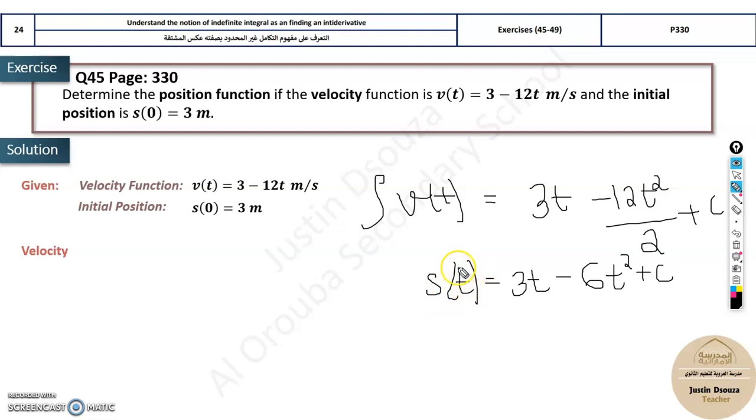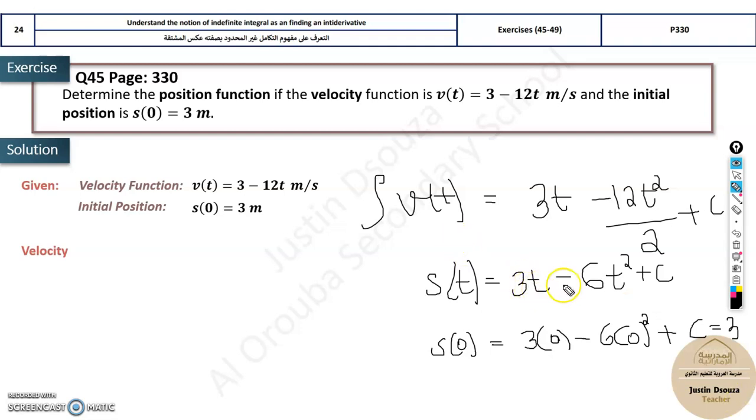Now this is a crucial thing to remember over here. The position s of 0 is given. That means if I have s of 0, what will happen with the t values? It will be 0. So this becomes 0 minus 6 times 0 square plus c. What is that equal to? It is equal to 3. See, they have told the position where t is 0, meaning the 0th time, at the initial point where time is just starting. The initial position is 3 meters.